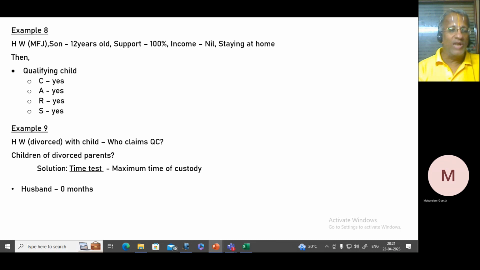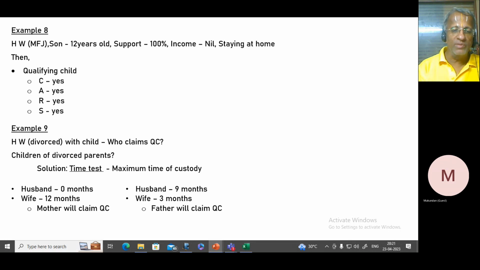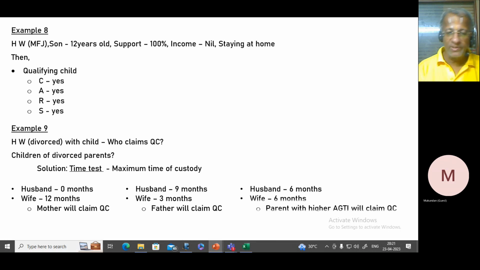Okay. So husband is having for 0 months, wife is having for 12 months the custody of the child. Now, mother will claim qualifying child. Husband is having for 9 months and wife is having for 3 months. Father will claim qualifying child. Husband 6 months, wife 6 months, parent with higher adjusted gross income, AGI, will claim QC. I hope that things are very clear. Even before, when it had just come, we have discussed about that.